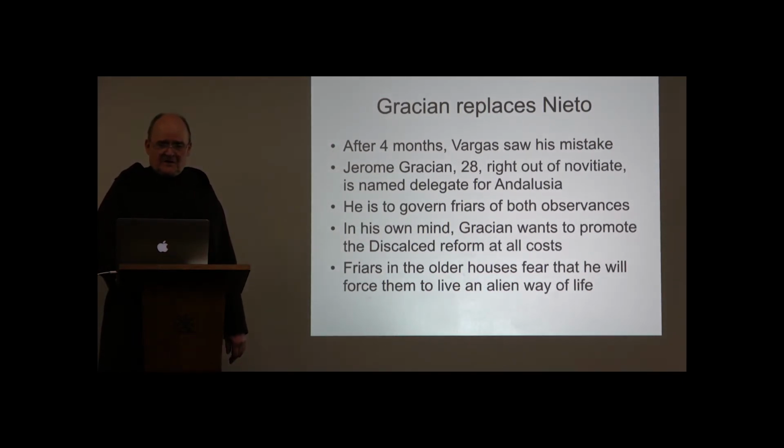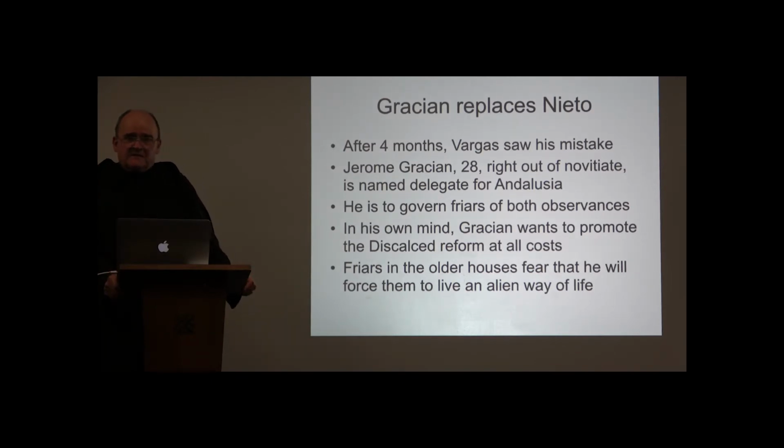This is Jerome Gratian, or Gracian, to use the Spanish pronunciation. Gratian was a young fellow, bright-eyed and bushy-tailed. He was right out of novitiate, 28 years old. No experience with governing or reforming, but admittedly a good person. So Vargas is convinced that if Gratian could get his feet on the ground, he could be a good reformer. But once again, without knowing a lot of the details of what's happening, Vargas ignores the fact that he's putting a reformed friar, although in this case a good one, to govern friars of both observances, reformed and unreformed.